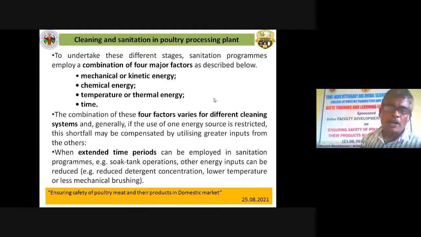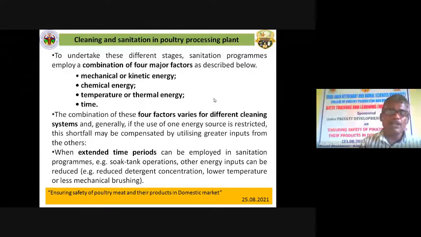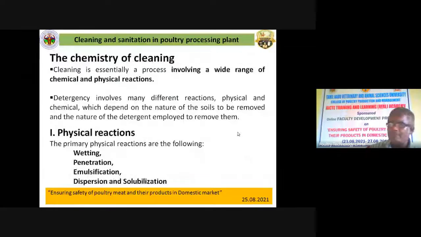If you want to clean a particular area which requires an extended period of time, then we can think of soak tank operation. Here we are using one input, and as we are soaking, it will ensure wetting of the product, as well as efficiently remove the soil from the surface. So we can reduce the mechanical energy, as well as the chemical energy. This is because we can reduce the detergent concentration, as well as the temperature. Then we will see the chemistry of cleaning, which involves several physical and chemical reactions.